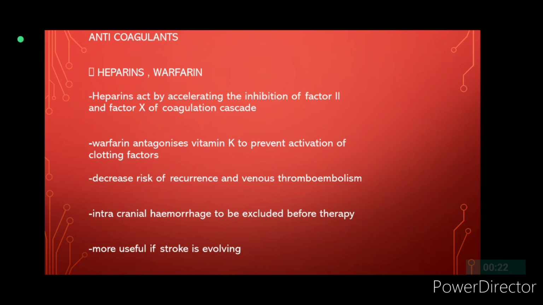Anticoagulants: heparins, warfarin. Heparins act by accelerating the inhibition of factor II and factor X of coagulation cascade. Warfarin antagonizes vitamin K to prevent activation of clotting factors. Decrease risk of recurrence and venous thromboembolism. Intracranial hemorrhage to be excluded before therapy. More useful if stroke is evolving.